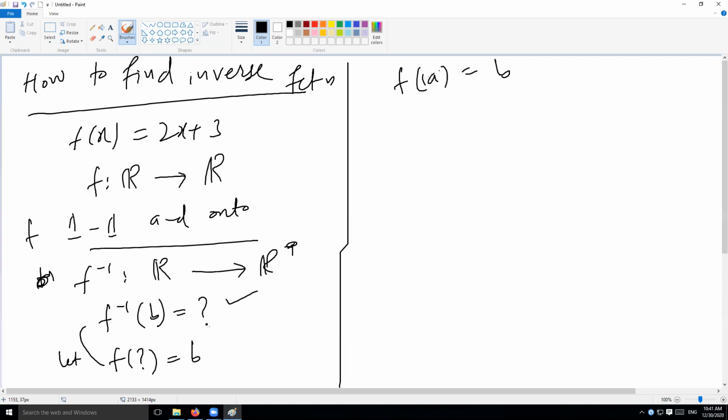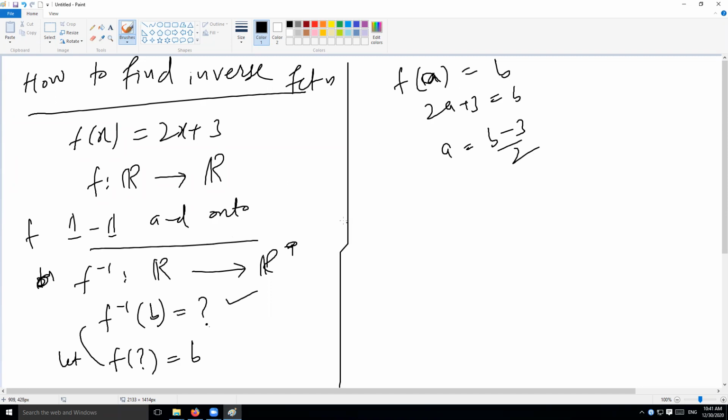And I don't know the a. The a is unknown to me. So how can I find my a now? The f of a is really 2a plus 3 equal to b. So the a must be b minus 3 upon 2. So we found the a.